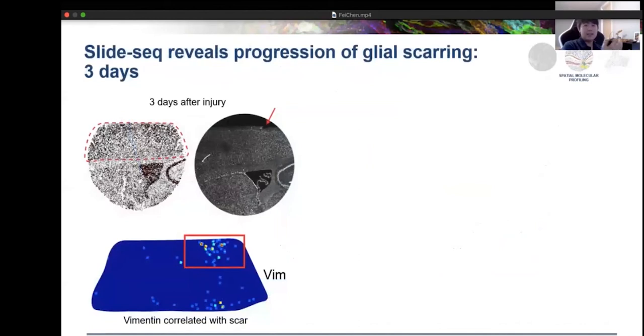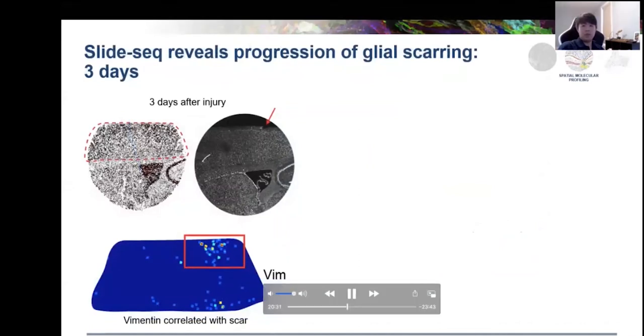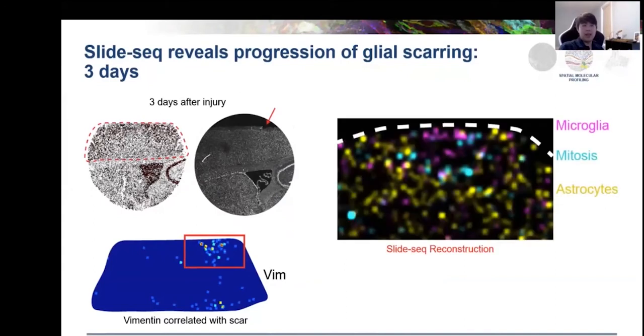So 3 days after injury, here I'm showing you the cortex of the mouse brain where we performed the injury. That's this image marked with the red arrow, and you can't actually see the injury at 3 days in just this histology image. But when we look at the transcriptome, so here we performed Slide-seq, by looking at genes which are spatially upregulated at the site of injury, we discovered that vimentin is highly correlated with the scar. And when we plot cell types, we can see at the site of injury this enrichment in microglia, surrounded by signatures of mitosis. These are cells which are actively dividing in response to the injury.